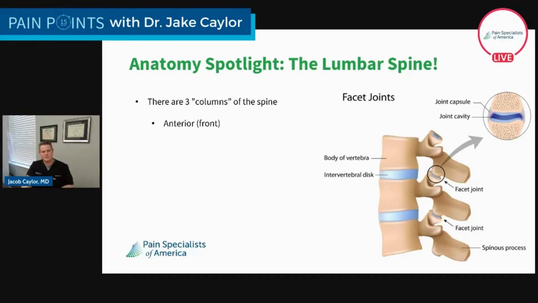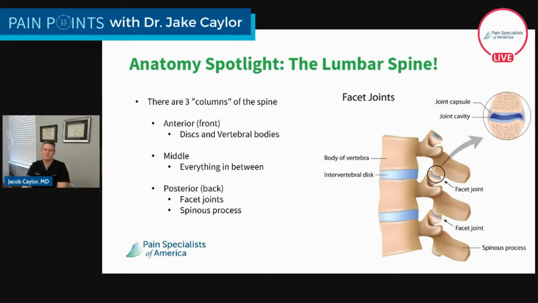Like I said, there's three columns to the spine. The front of the spine, which are the discs and the vertebral bodies, the middle of the spine, which is really everything in between, and posterior, which is the back of the spine. And that's the facet joints, spinous processes, lamina, ligaments, tendons, all of those things, rotational stability.